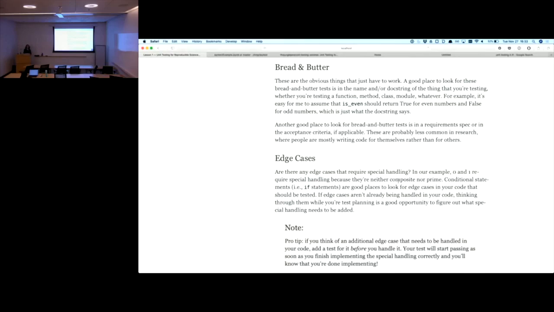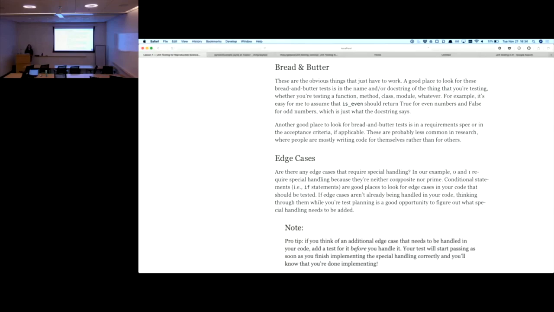A good place to look for these bread and butter testing opportunities is in the name of whatever you're testing or in the docstring of whatever you're testing. So for example, our isEven function, the docstring said return true if n is even, otherwise return false. And so there's 2 unit tests for me right there, straight out of the gate. I know that I need to test for those things. I gotta make sure that those things are working correctly.